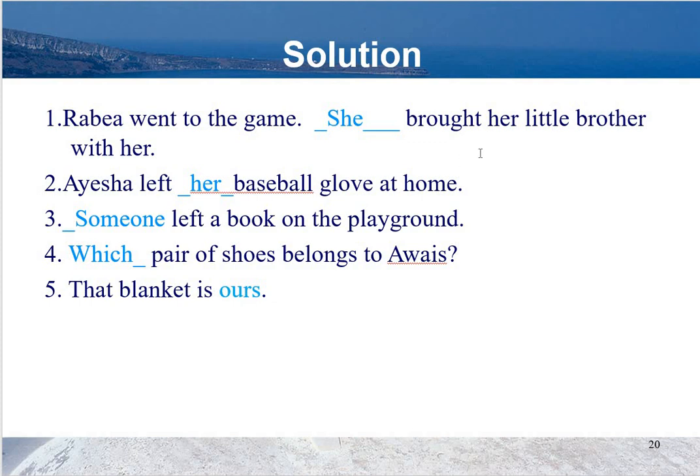Rabia went to the game. She brought her little brother. She brought her little brother with her. Aisha left her baseball glove at home. Someone left a book on the playground. Which pair of shoes belongs to Awais? That blanket is ours. So award marks to yourself, that how many marks have you got.